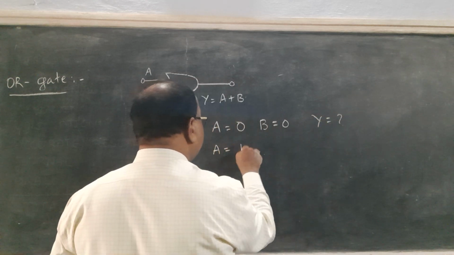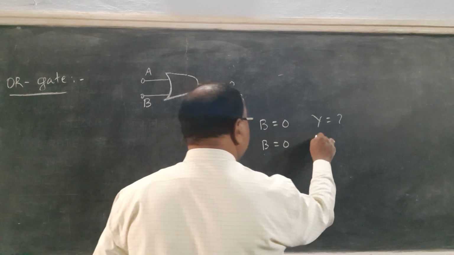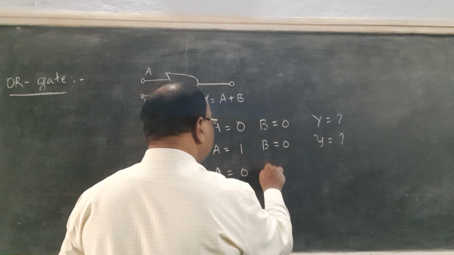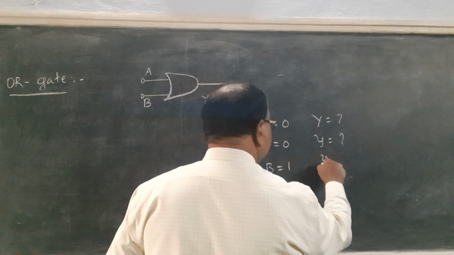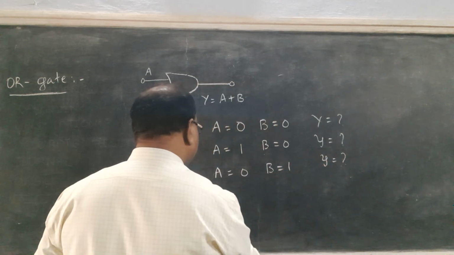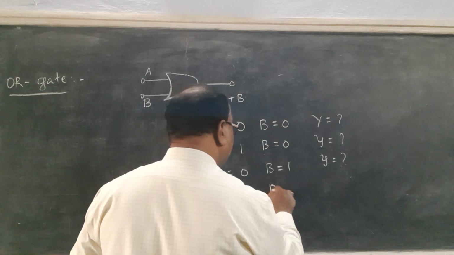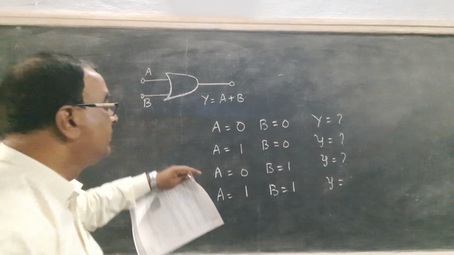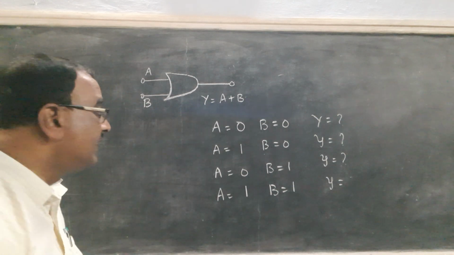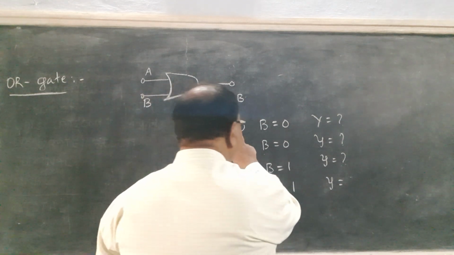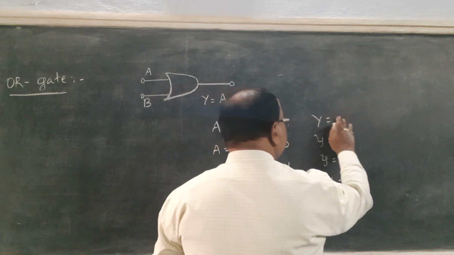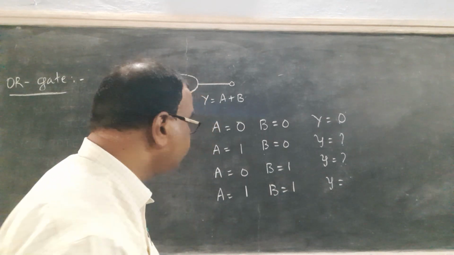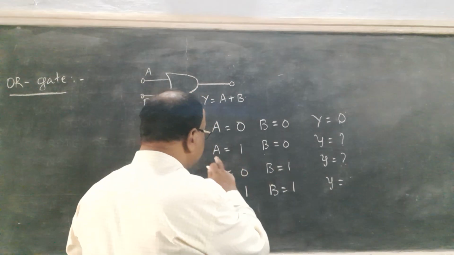And when A is equal to 1, B is equal to 0, what will be the output Y? When A is equal to 0, B is equal to 1, what will be the output? And when both A and B are 1, what will be the output? As I told you, it performs the addition operation. When A is equal to 0, B is equal to 0, output Y is 0, because 0 plus 0 is equal to 0 in case of Boolean algebra.